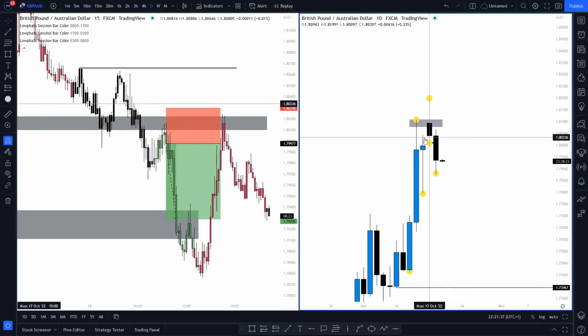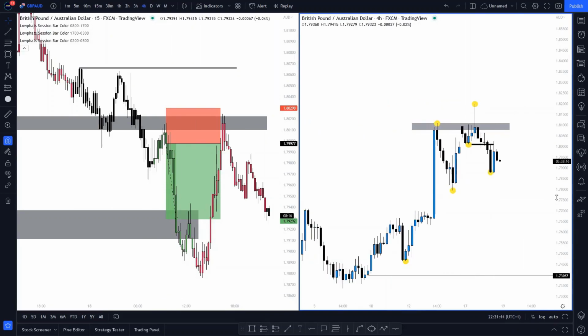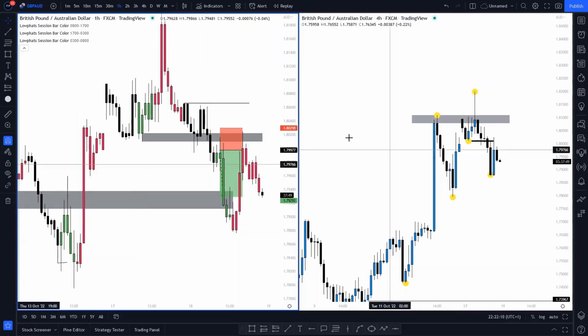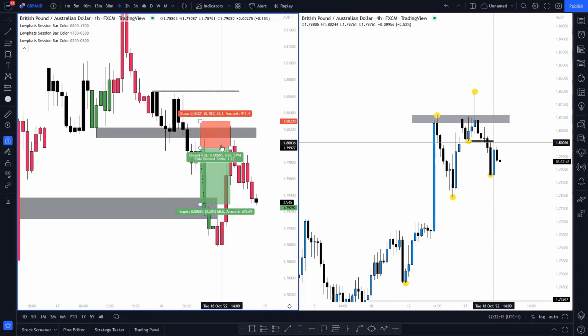So today and yesterday, they both rejected last week's high. So I do believe we are now in bearish market structure and should be looking for sells. So just a little breakdown of a potential trade on GBP AUD today and what I'm looking for coming forward.